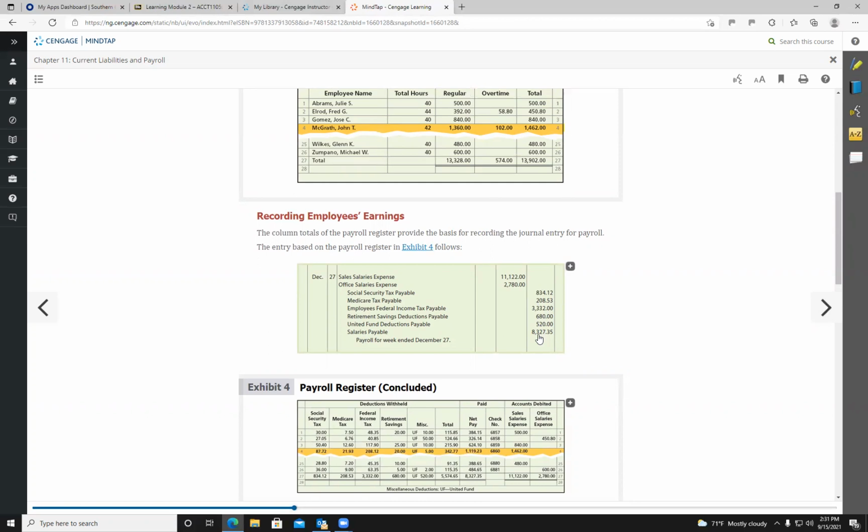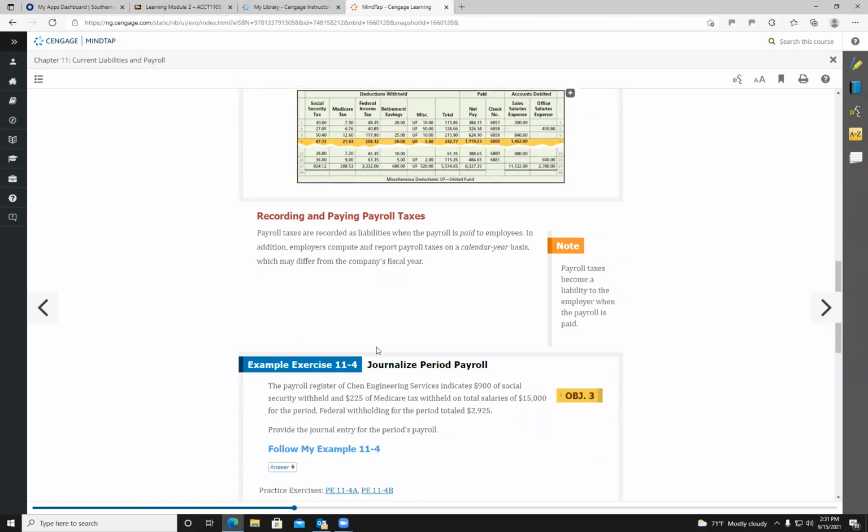paid. Okay, so if you actually pay these organizations at the same time you pay your employees, that would be based on your payroll schedule, whether it's a weekly payment, bi-weekly payment, or you pay your employees once a month. Again, payroll taxes are recorded as liabilities when the payroll is paid to employees. In addition, employers compute and report payroll taxes on a calendar year basis, which may differ from a company's fiscal year.